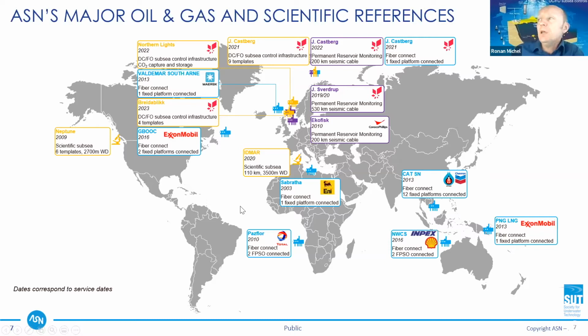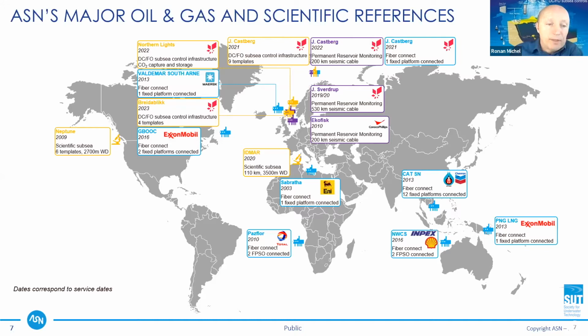And then we look at PRM, that is the purple one, that is to deploy these seismic arrays on the seabed. So you can see Johan Castberg, you can see Sverdrup and Ekofisk, mainly in the North Sea area. Brazil looks promising, or there could be some in the Gulf of Mexico as well.